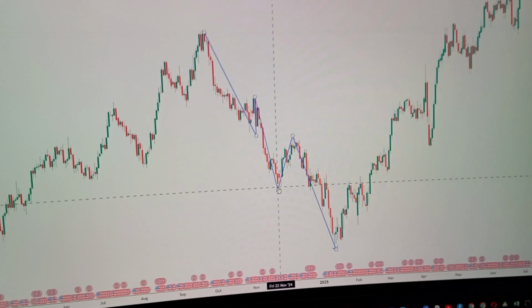While an uptrend is making higher highs and higher lows. An uptrend is making higher highs and higher lows. A downtrend is making higher lows and lower lows.